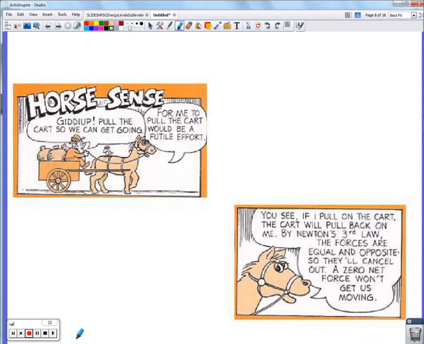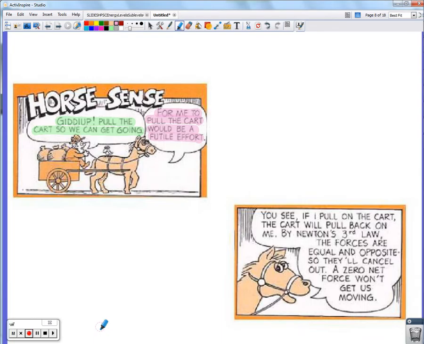Luckily for you, I have this comic strip to explain how that's a misconception. This comic is called Horse Sense, and as you can see here, there's a horse. He's a smart horse because he talks, but he also knows physics, although not as well as he would have hoped. So the farmer says, "Giddy up, pull this cart so we can get going." And then the horse replies, "No can do, my friend. For me to pull the cart would be a futile effort."